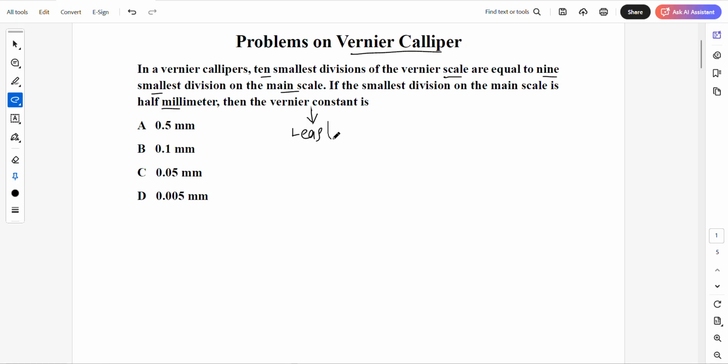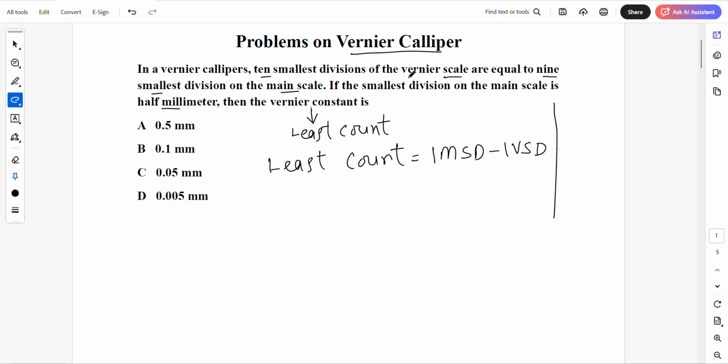Least count. You are supposed to calculate the least count. What is the formula for least count? The formula for least count is equal to 1 MSD minus 1 VSD. Okay, main scale division, and this is Vernier scale division. They have given 10 smallest divisions of the Vernier scale, that is 10 VSD is equal to 9 smaller divisions on the main scale, that is 9 MSD.